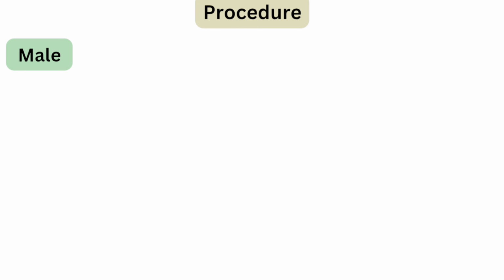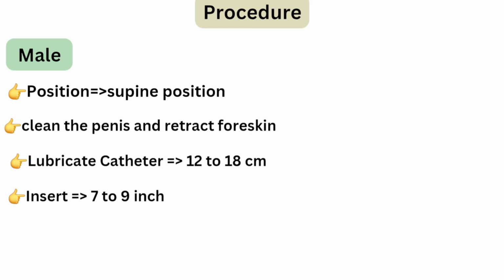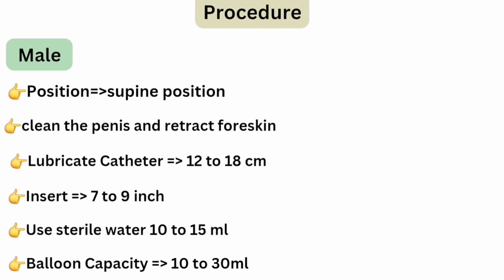Procedure. First we will discuss the male procedure. Position should be supine. Clean the penis and retract the foreskin. Lubricate the catheter from 12 to 18 centimeters. Insert 7 to 9 inches. Use sterile water 10 to 15 milliliters. Balloon capacity is 10 to 30 milliliters.